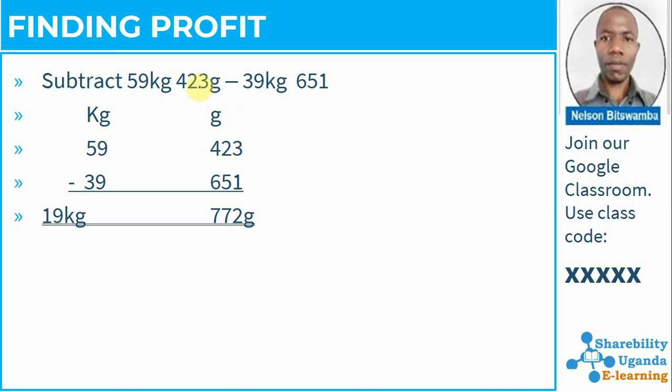Please be able to follow what the question is, because some others may see that this one is greater than this one, so they interchange. You should be able to start with the first figure which is given. So now this is going to be 423 kilograms minus 650 grams, 651 grams. Also to the kilogram, we started with 59, then minus 39.